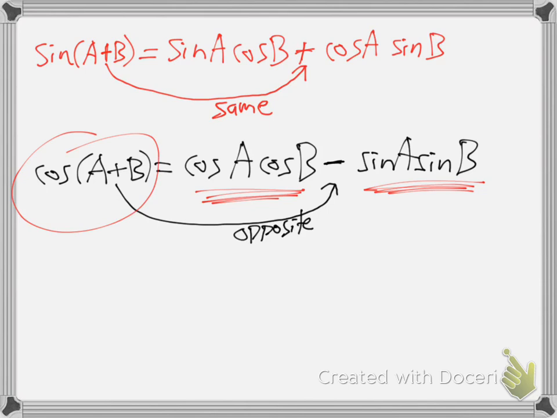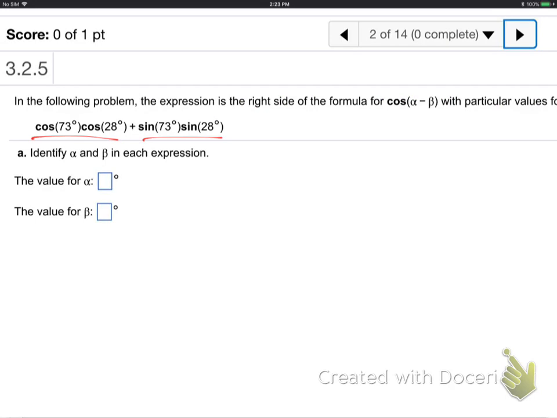Let's first identify the A and B. That's the first thing they want us to look at. So let's look here. See the A and B, or they're calling it alpha, beta, whatever, same thing. 73 and 28 degrees. That's the first thing. They're just having you identify the pieces. So 73 and 28, those are the two little pieces there.